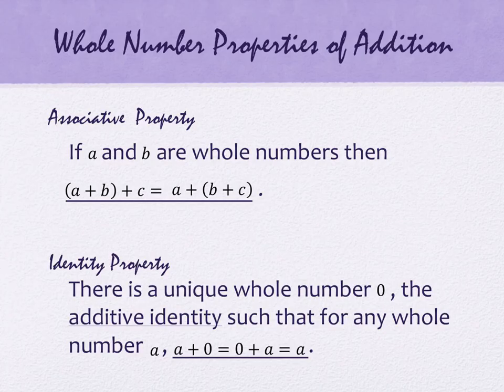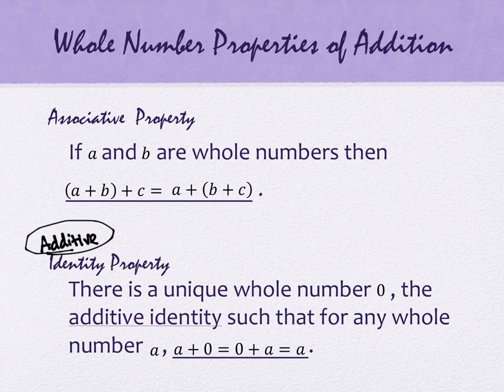And the last one is the identity property, and I'd like for you to write in the word additive here. I realize that we're working with addition, but there are going to be two identity properties, and they are different. This is the additive identity property. So if you're identifying that you're using an identity property, you need to say which of the identity properties you're using. Here, we're talking about additive.